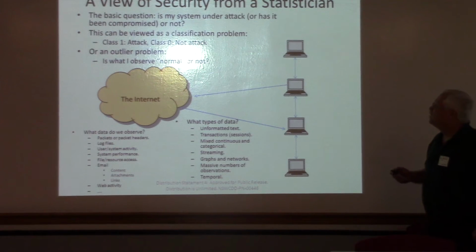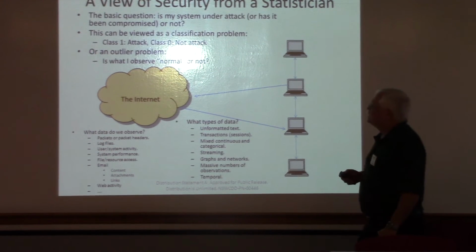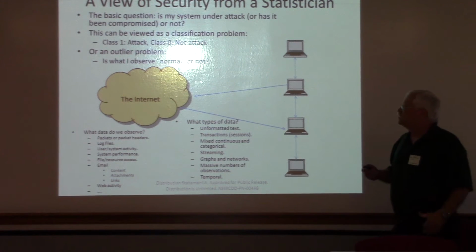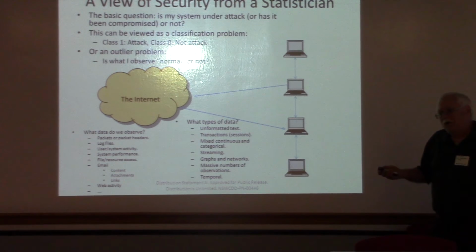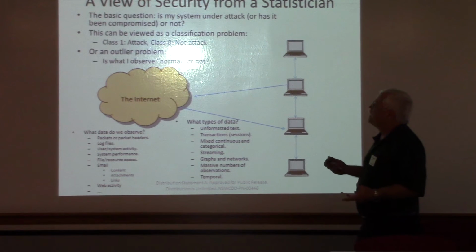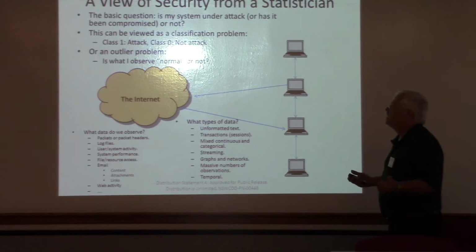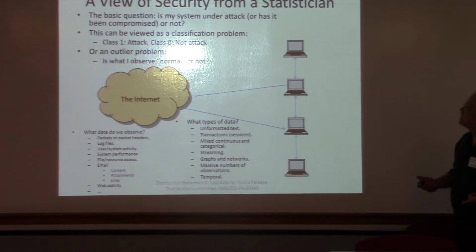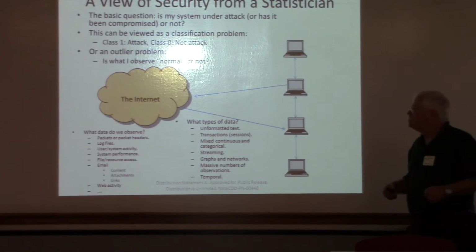So here's my view. From a statistician, what I think about is, first off, get a problem. And one problem is: is my system under attack or not? You can view that as a classification problem. Class 1 is attack, class 0 is not attack. Or an outlier problem: I observe normal stuff. Can you tell me when something not normal is happening?